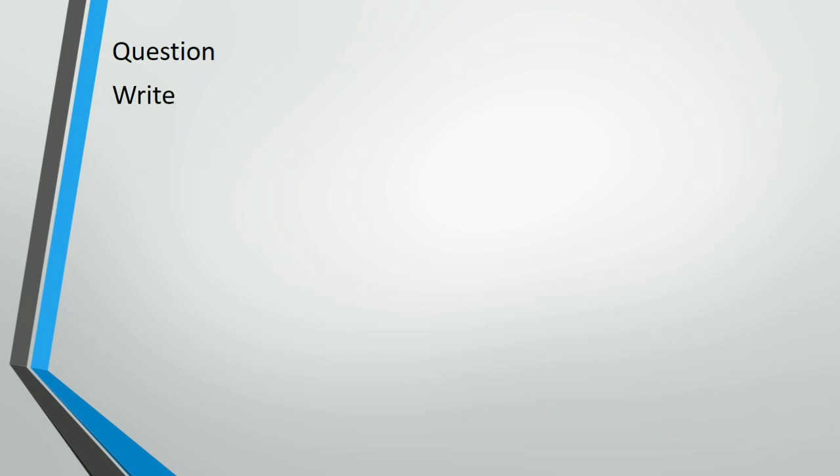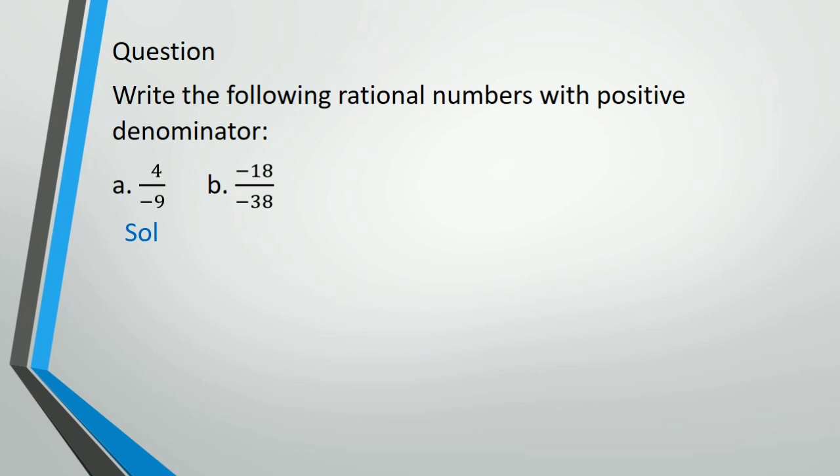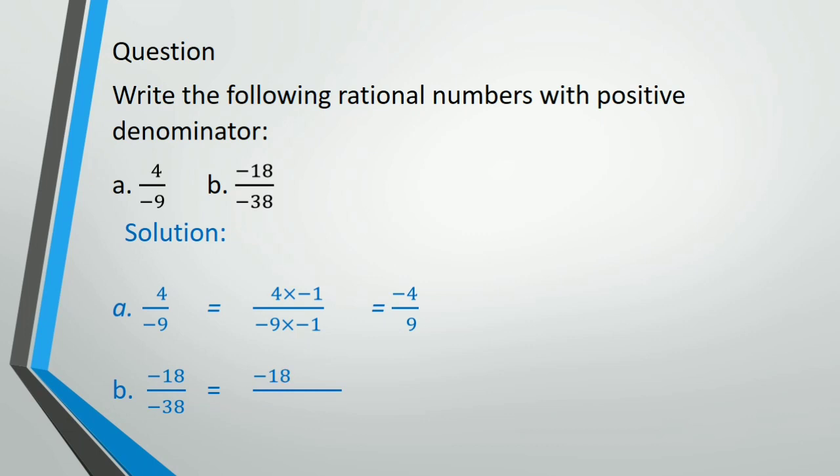Another question. Write the following rational numbers with positive denominator. In order to write any given rational number with a positive denominator, we have to multiply both numerator and denominator by minus 1. So here we have 4 by minus 9, that is equal to 4 into minus 1 by minus 9 into minus 1, that is minus 4 by 9.